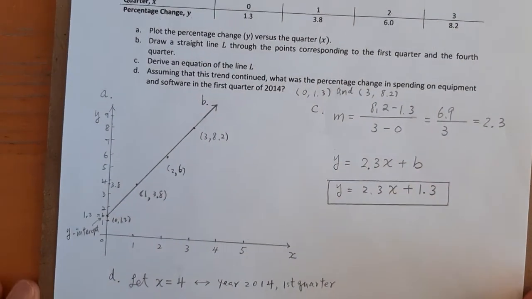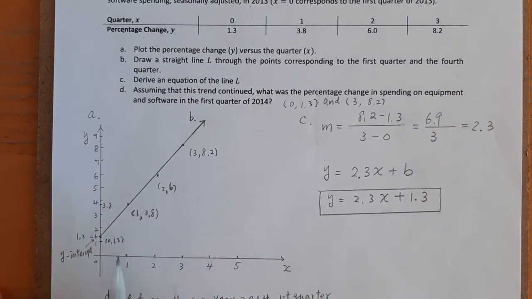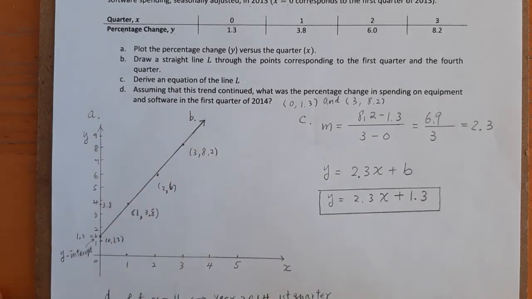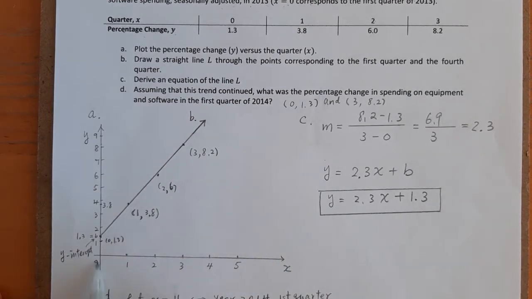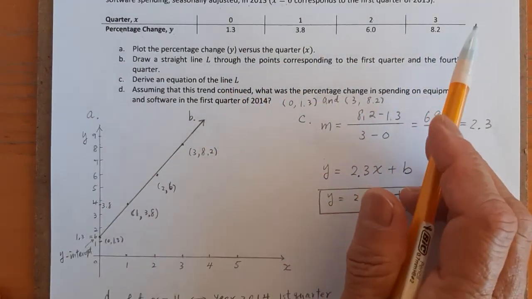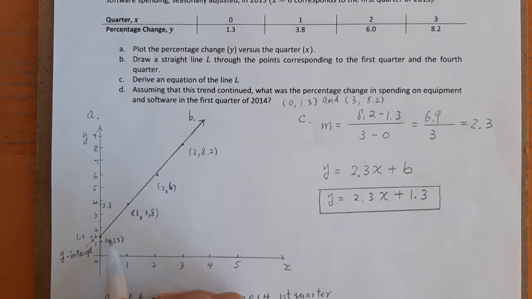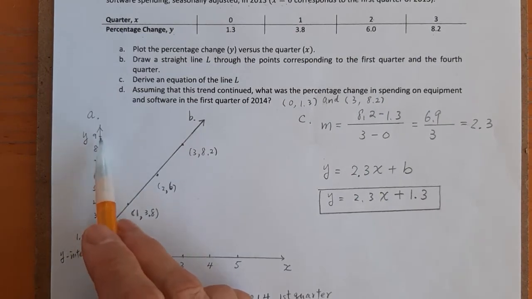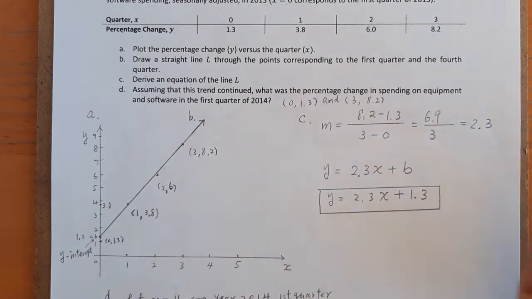So first of all, the horizontal axis is the quarter X and the vertical axis is Y, the percent change. X equals 0, 1, 2, 3, 4, 5, and so on. Looking at the data, Y goes up to 8, so I have to mark 1 through 9 to cover 8.